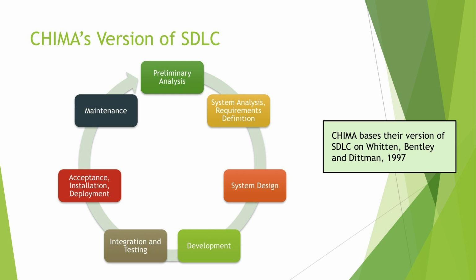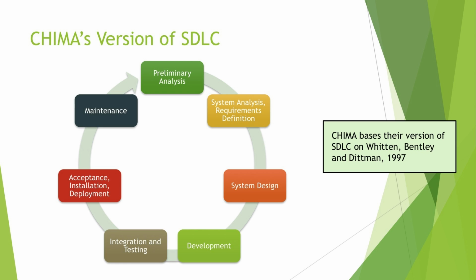Chima bases their version of SDLC on the Whitten, Bentley, and Dittman model of SDLC, which was published in 1997. So as you can see, there are more than the 5 phases we originally looked at. However, they do contain those phases plus some additional ones. And you can see that this is done as a circular model because in systems development life cycles, it is an ongoing cycle that you keep moving through and repeating the steps of over and over again.